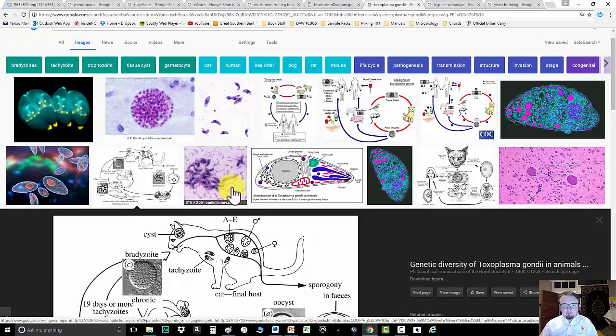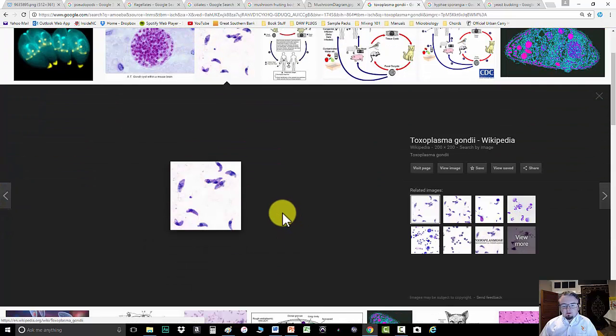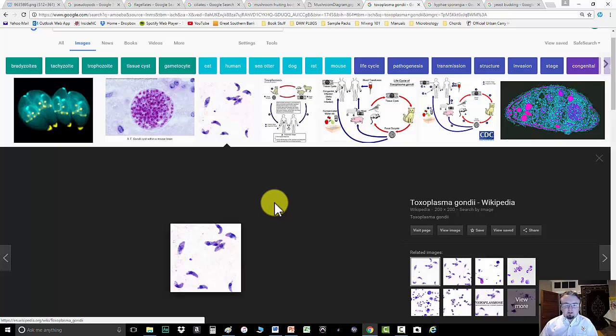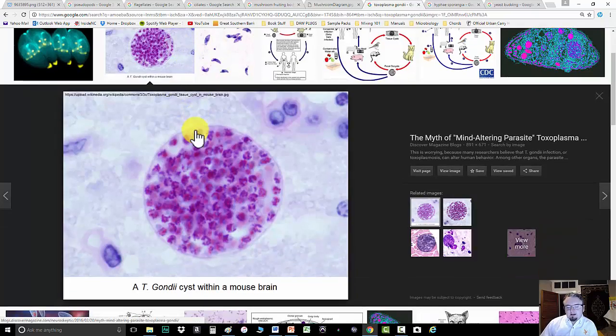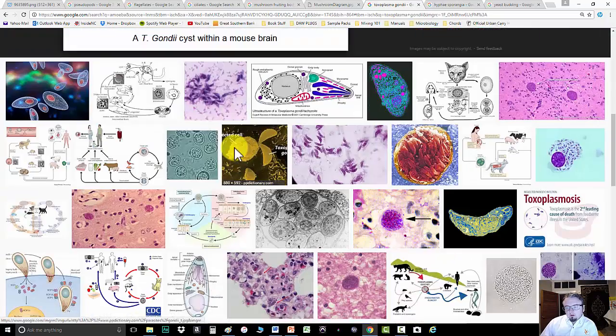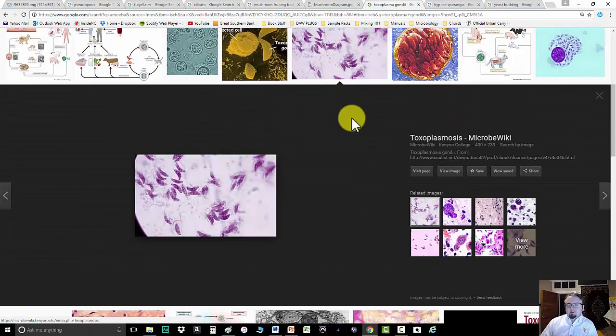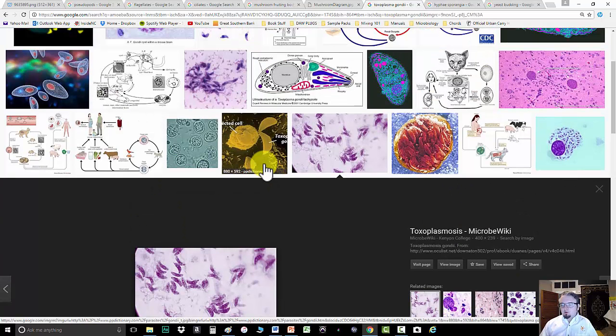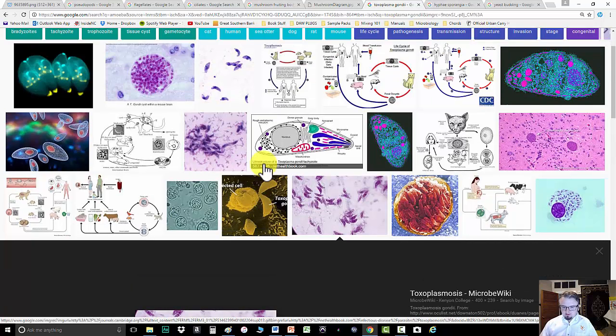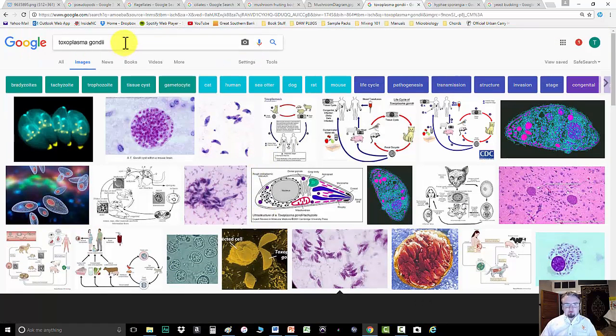But the trophozoite in this case is what's infective and can get into the body and potentially cause infection. This is one that doesn't usually cause infection unless you have a weakened immune system. So typically you can be infected as a healthy individual and not typically have any symptoms according to most research. And only if someone has a very severe immune compromising condition. It's fairly common, at least it was common at one point, for people who had HIV and AIDS to potentially develop what was called toxoplasmosis of the brain.